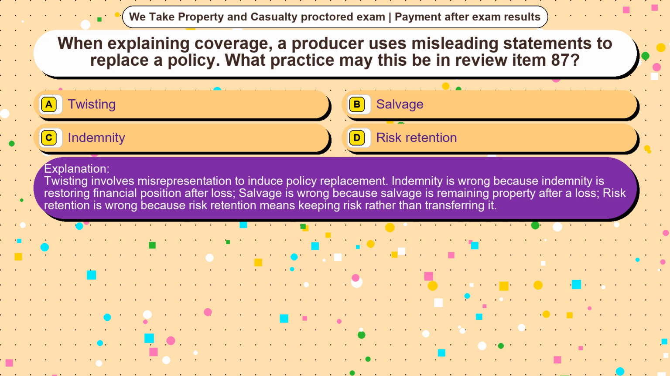Indemnity is wrong because indemnity is restoring financial position after loss. Salvage is wrong because salvage is remaining property after a loss. Risk retention is wrong because risk retention means keeping risk rather than transferring it.